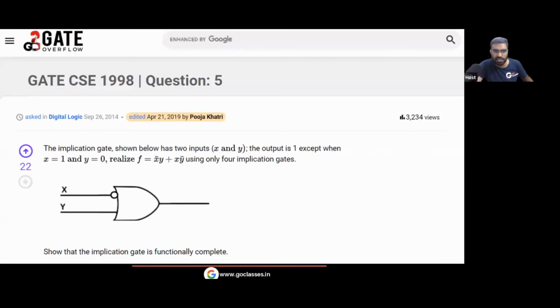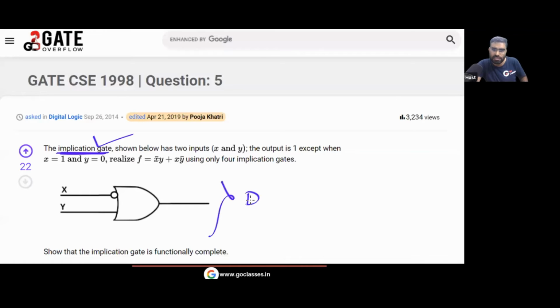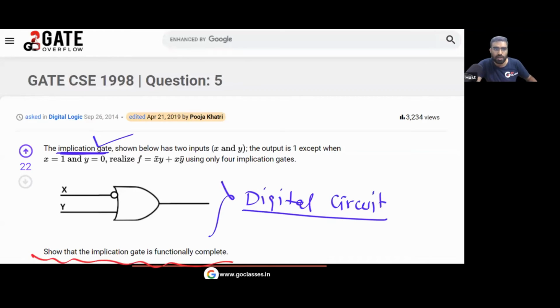Now you can check the same thing in all the GATE questions. For example, this is a GATE computer science question. Here you can notice this implication gate is given to you. This digital circuit is given to you, and the question is saying prove that implication gate is functionally complete.